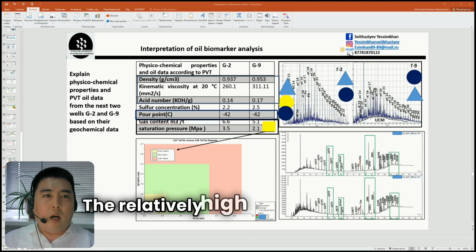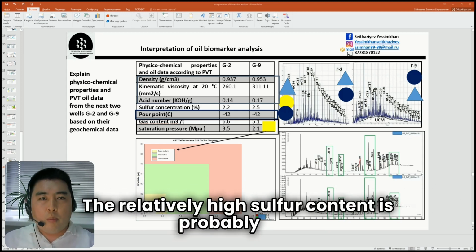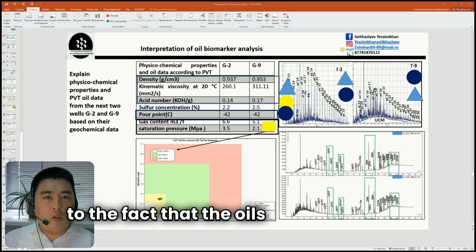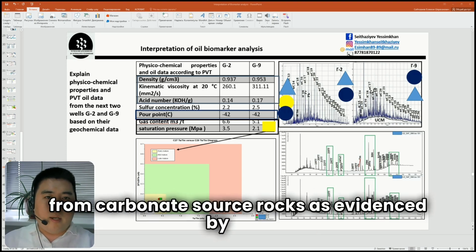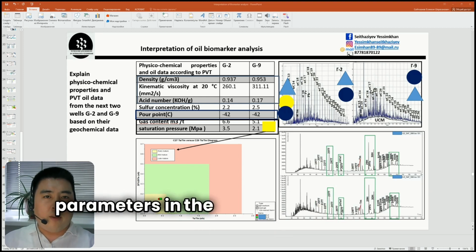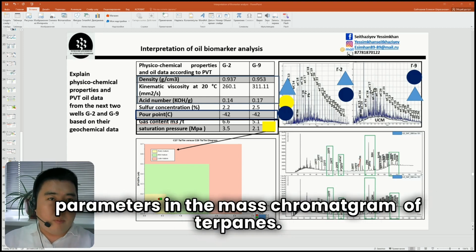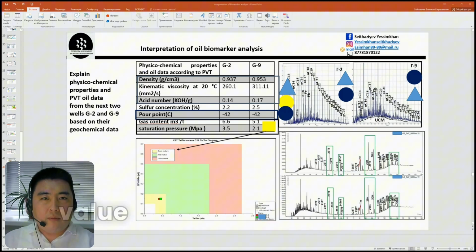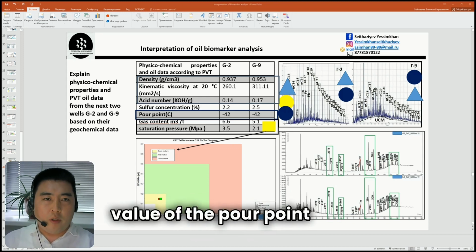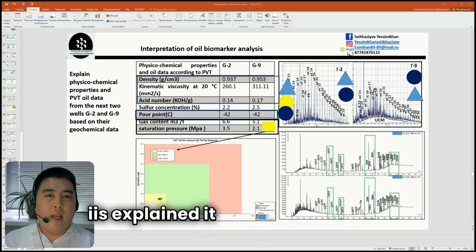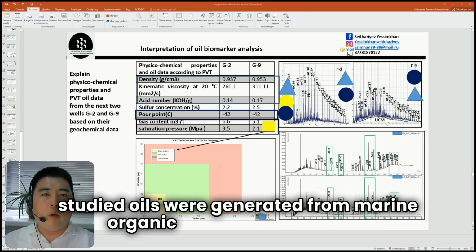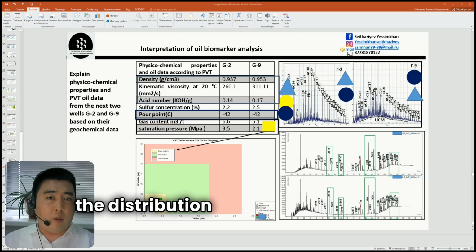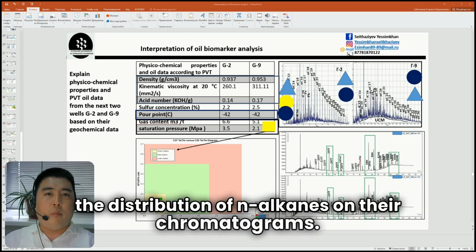The relatively high sulfur content is probably due to the fact that the oils are generated from carbonate source rocks, as evidenced by 4 parameters in the mass chromatogram of terpenes. The minus values of the per point in oils are explained by the fact that the studied oils are generated from marine organic matter, as indicated by the distribution of n-alkanes on their chromatograms.